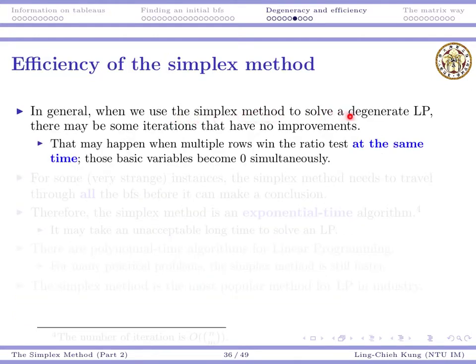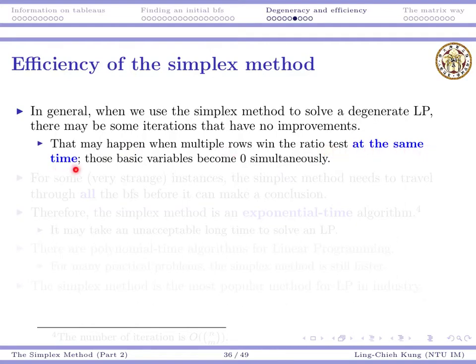So when the simplex method is used, we may have some iterations having no improvement. This may happen if the following things are true. If that's true, the thing may happen. No improvement may happen, but that does not mean the condition is sufficient. That may happen when multiple rows win the ratio test at the same time.